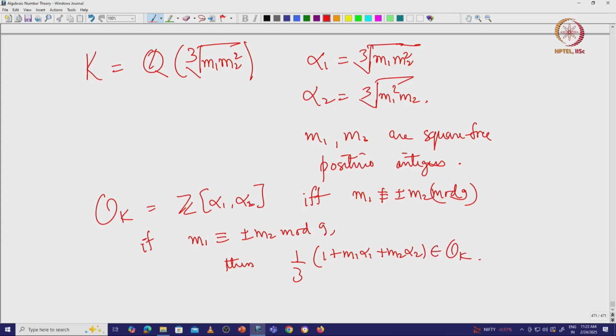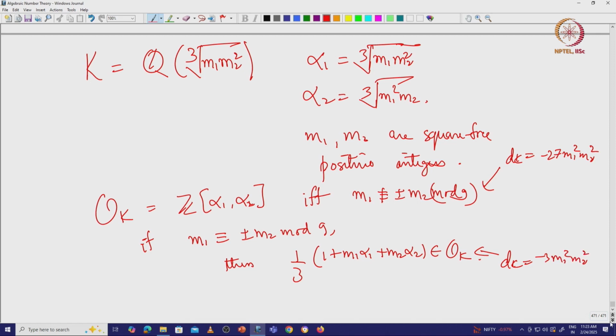So, the index of Z alpha 1 alpha 2 in O_K is 3, and this is the element that represents the non-trivial class of O_K mod this Z alpha 1 alpha 2. So, this gives a complete answer. And in this particular case d_K is minus 27 m1 squared m2 squared. In this case d_K is minus 3 m1 squared m2 squared.